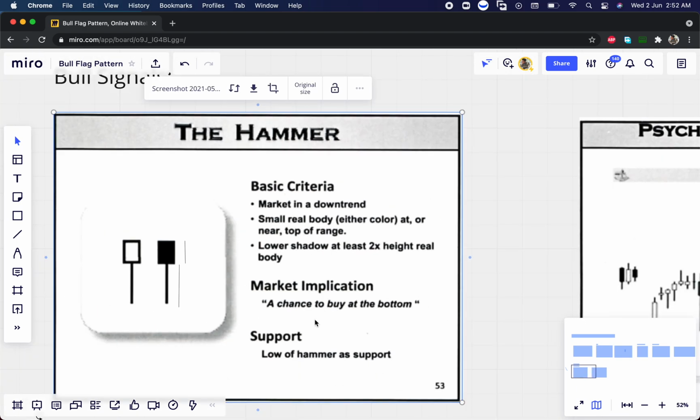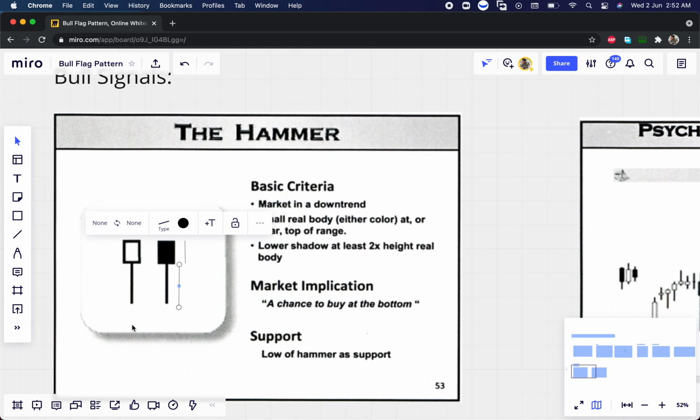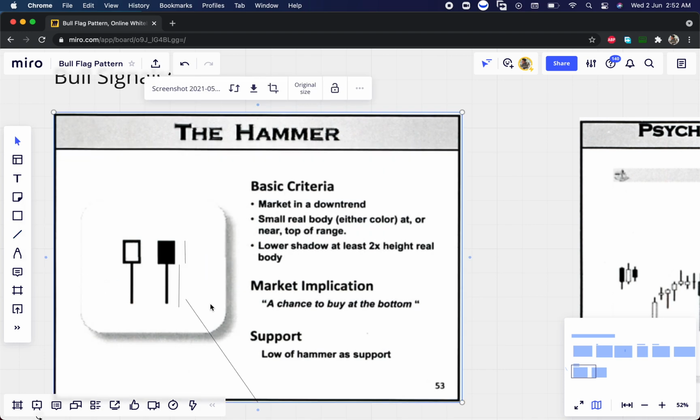Now what is the market implication? The market implication is a chance to buy at the bottom, which means that this is a potential reversal signal. And how does this act as a support? This acts as a support as the low of the hammer is support. Now what is the low of the hammer? The low of the hammer is the lowest line right here, right? This area is the low of the hammer.